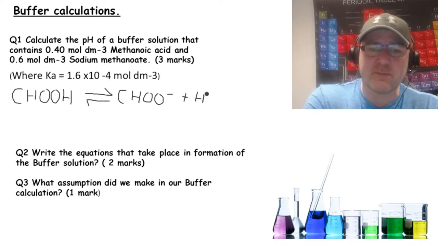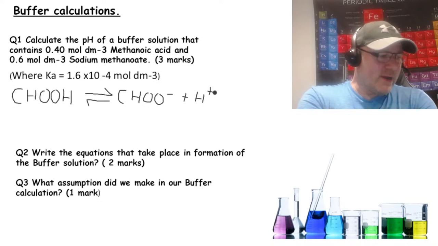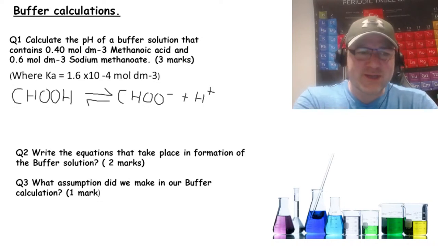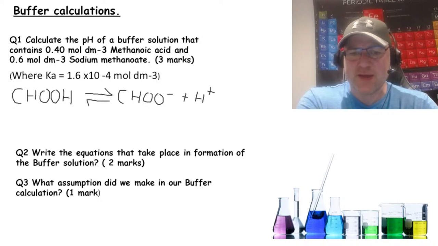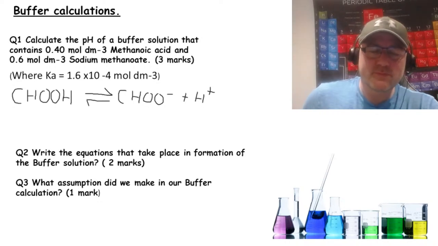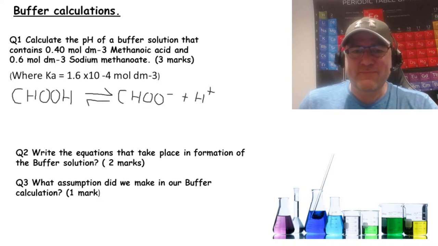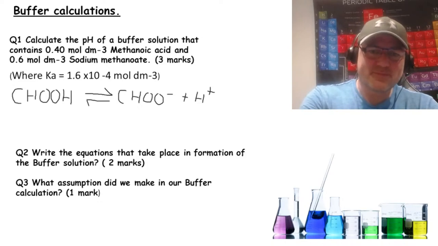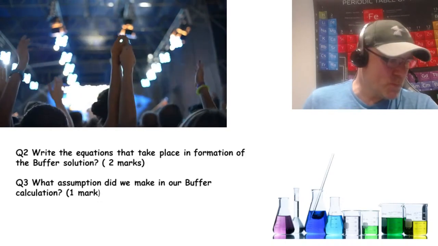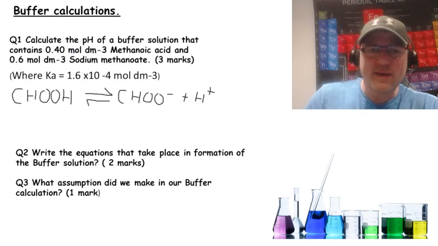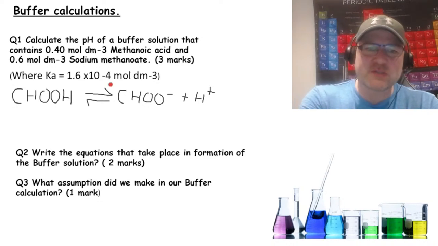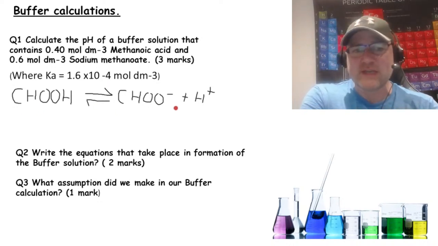I'm going to go through the really hard buffer calculations as well. So anyone know the name of the conjugate base here? What is this thing called? If this is methanoic acid, what must that be called there? Well done if you got it right. It's methanoate ions, and that's what you're going to get when methanoic acid dissociates.